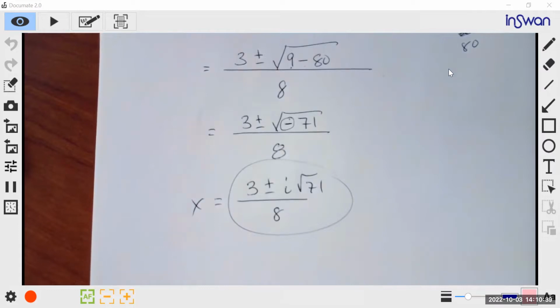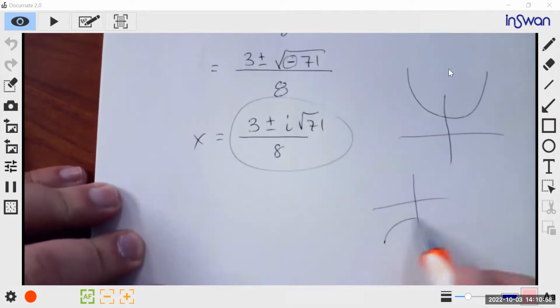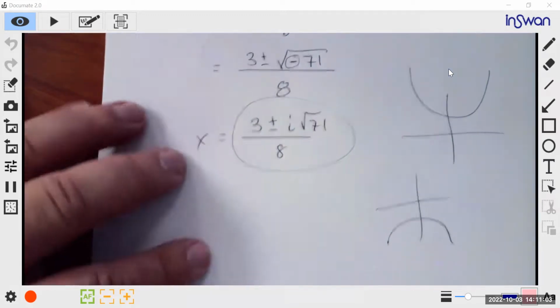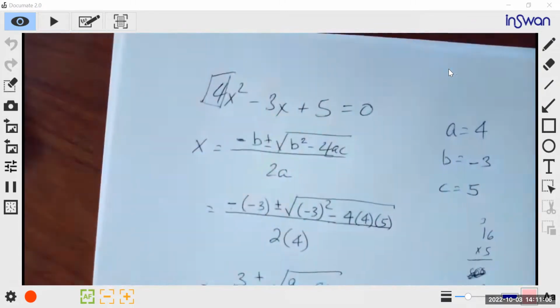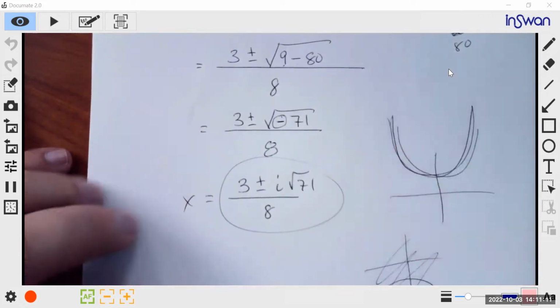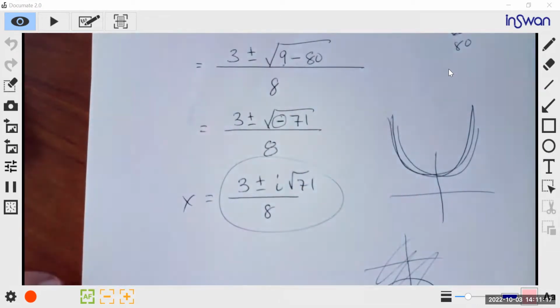So what would that tell you about your graph? Since it's a complex number, what does that tell you about the graph itself? Do we have any real x-intercepts? No. It tells us our graph is either like this or like this. It's not going to cross the x-axis. Since A is +4, it opens up. Our graph will look something like this, opening up above the x-axis, so it doesn't cross it. That's what that tells us if you have imaginaries.